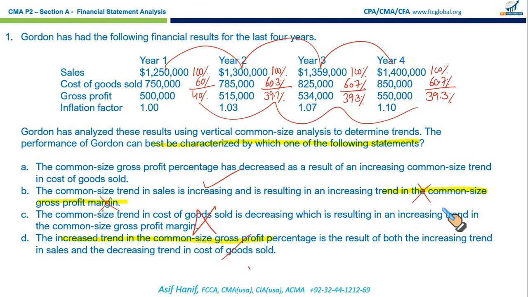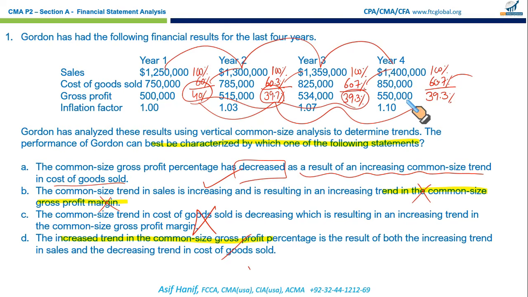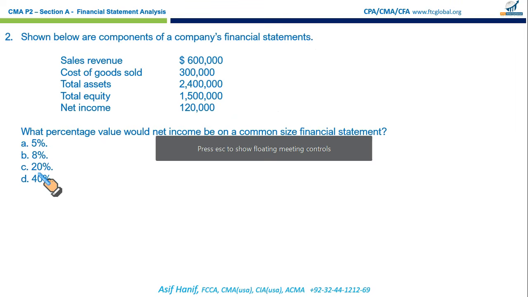So what about option A? The common size gross profit percentage has decreased as a result of an increasing common size trend in CGS. Since CGS is rising, this increase in CGS proportionally is causing the gross profit to go down. Bit longer question, but if you know how to proceed, you will get it. So yes, A is the right answer.